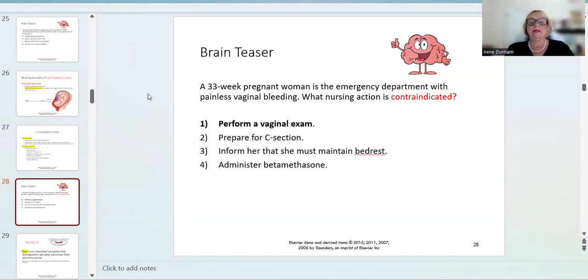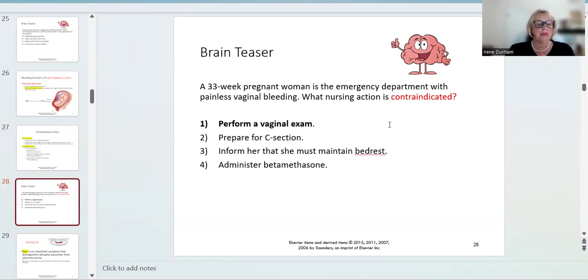So when you see painless vaginal bleeding, what is that? Placenta previa. Exactly. So which nursing action here is contraindicated? That means you would not do it. Don't do a vaginal exam. Exactly. You don't put your fingers up there when you have a previa because you can cause her to hemorrhage.